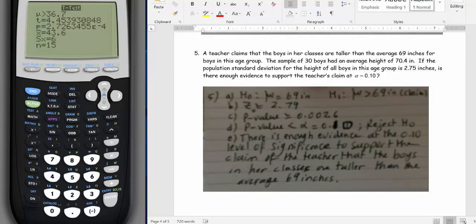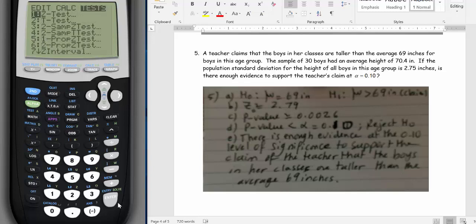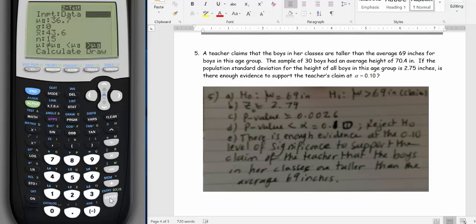Okay, so we need to test if the mean is greater than 69 inches. Okay, great. So we put mu greater than 69 inches. And again, the null hypothesis is always mean equals 69. Let's go to stat, tests. You see, I'm going to choose z-test this time. Most of the time it is a t-test, but when he gives you sigma, it's a z-test. Mu 0. We're testing against the value 69, so I'm going to enter 69.